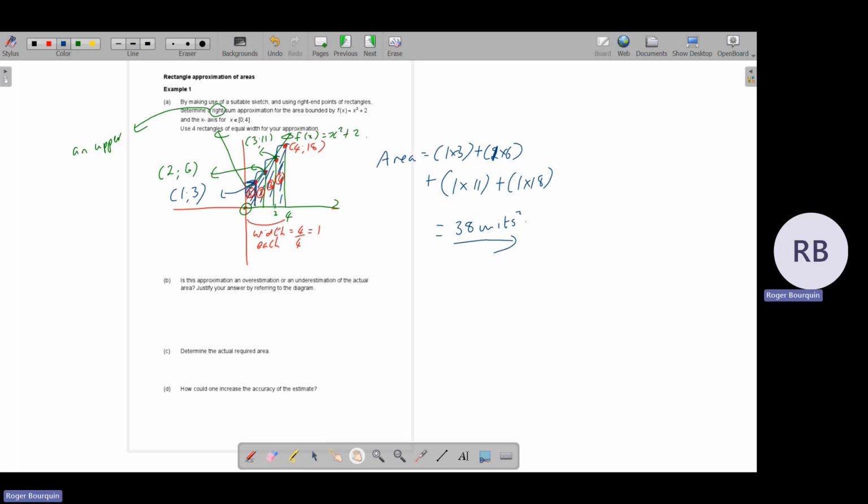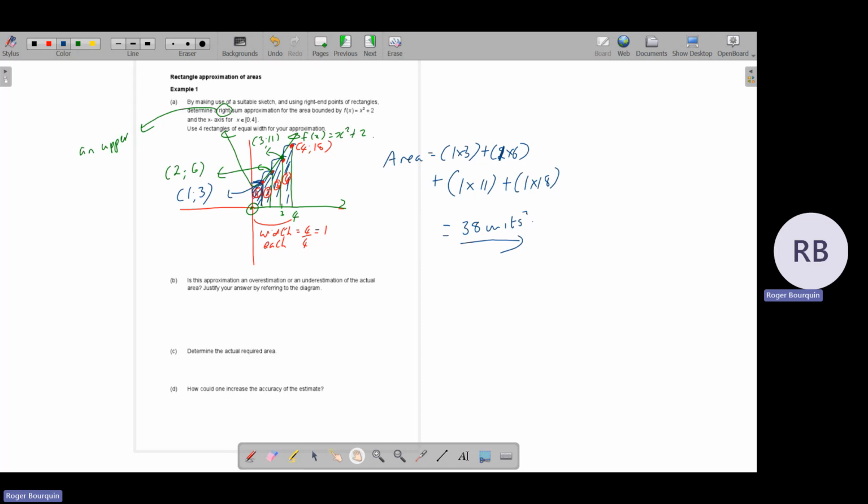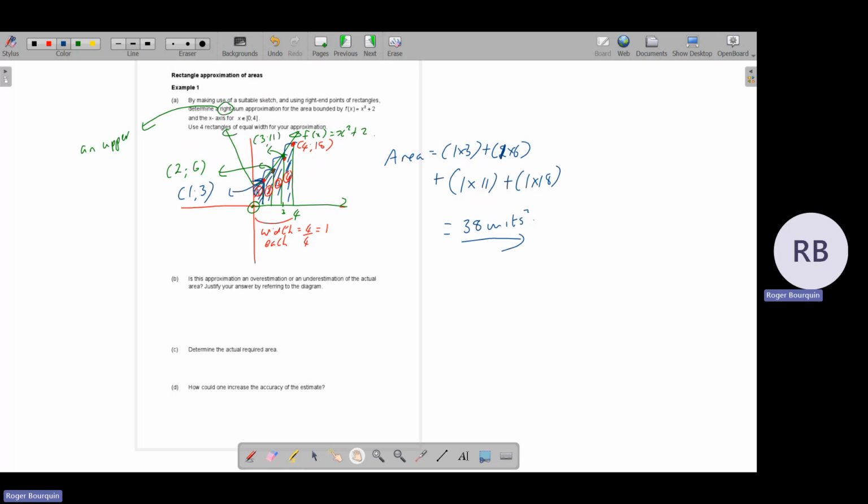Right, on to the next question, please. Because the height of this one, when x is 3, y is 3 squared plus 2, which is 11. So the height is 11. When x is 2, the height is 6. When x is 1, the height is 3. And then you take the area of the inside.